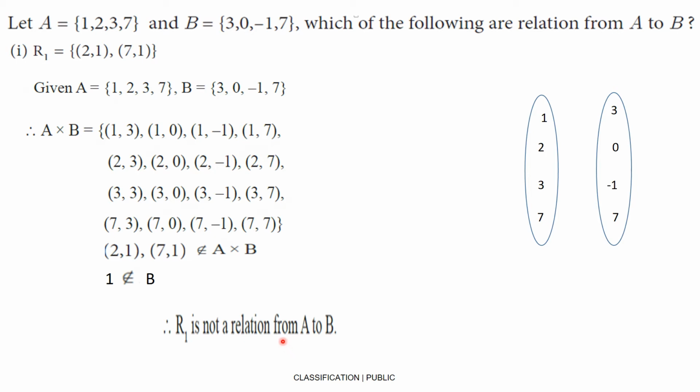You can find out by another method also. Here in B, it is 1, but in that set 1 is not at all present. Therefore, you can simply write 1 does not belong to B. Therefore, R1 is not a relation from A to B. Clear, students?